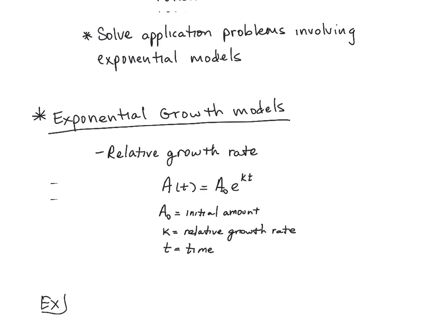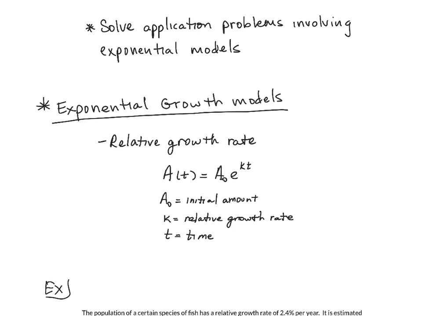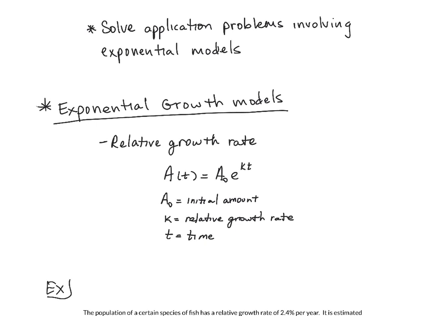There's two types of models, and by models, I mean equations that we're going to be using. The first one is an exponential model that involves what's called a relative growth rate. And the model is this equation right here. And k is the relative growth rate here. It's part of the exponent. A sub 0 is the initial amount, or the initial value. T is time. K is the relative growth rate. E is that natural number.